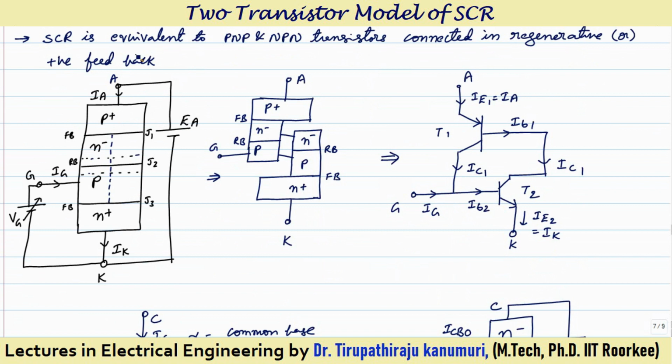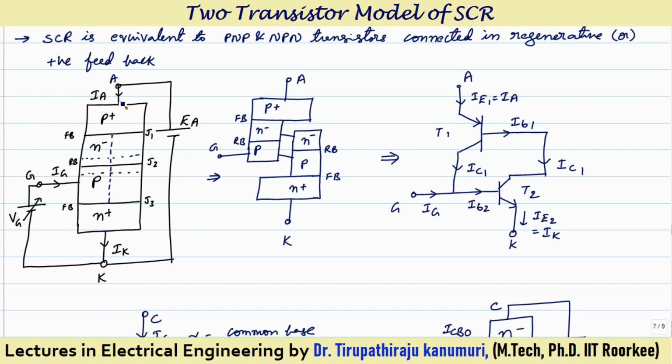The SCR can be taken as equivalent to a PNP and an NPN transistor connected in the regenerative or positive feedback mode. To understand this, I can take the SCR, which is made up of four layers. This is the P plus layer, that means heavily doped P region, and the N region is lightly doped. Another P region is moderately doped, and the last layer, the N region, is heavily doped.